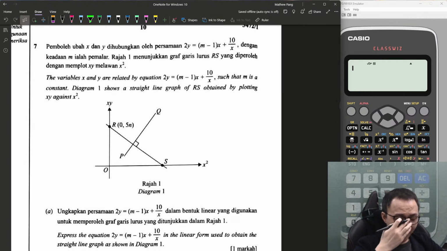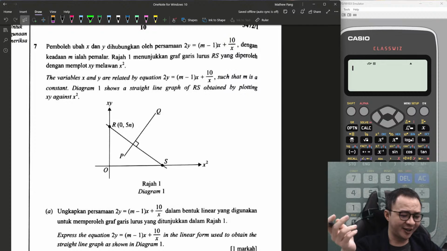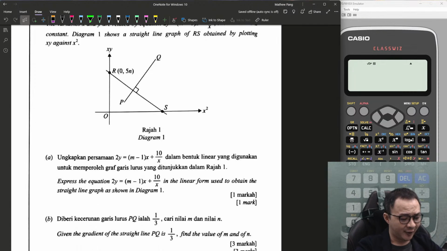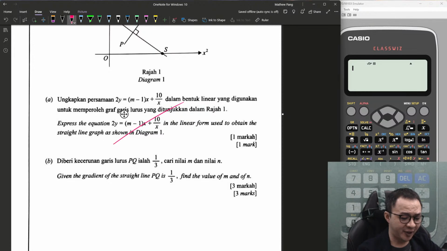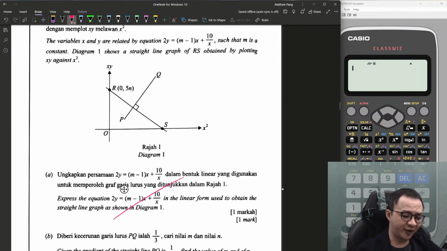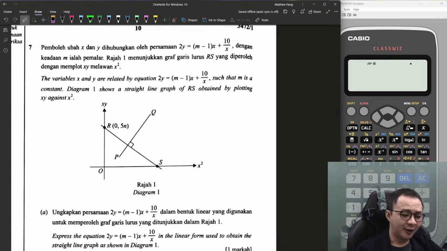Okay, linear law, nothing very special. The variables x and y are related by this equation, where m is a constant. Diagram 1 shows the straight line graph RS obtained by plotting xy against x. Express this one into the linear form. Then given the gradient of PQ is 1 over 3, find. Okay, both are very easy. This is an easy format question. Why do I say it's very easy? Because we already know this is xy against x squared.